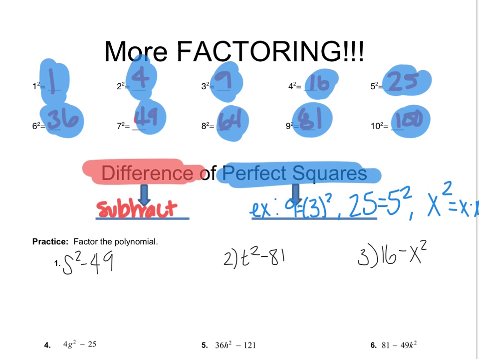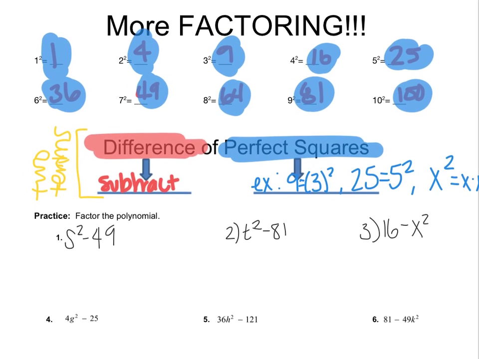So we look at this problem. It says to factor the polynomial, so notice that it has 2 terms in it. That's really key. Every single problem that you're going to factor using this method, the difference of perfect squares, is only going to have 2 terms. That's very important. The second thing that's important is that because this is a difference of perfect squares, it has to have a minus sign.